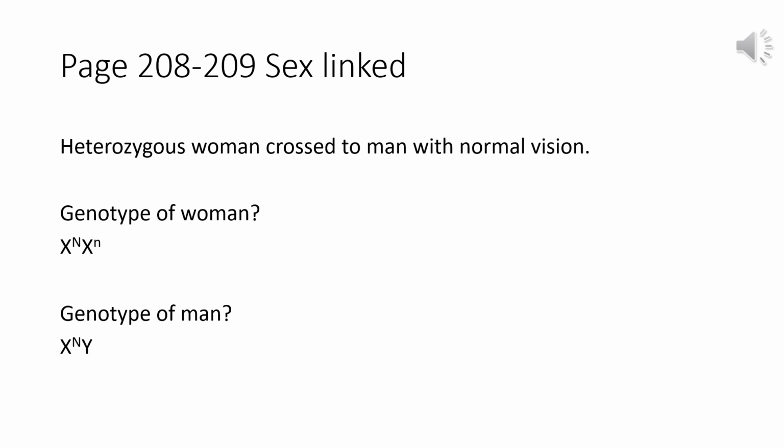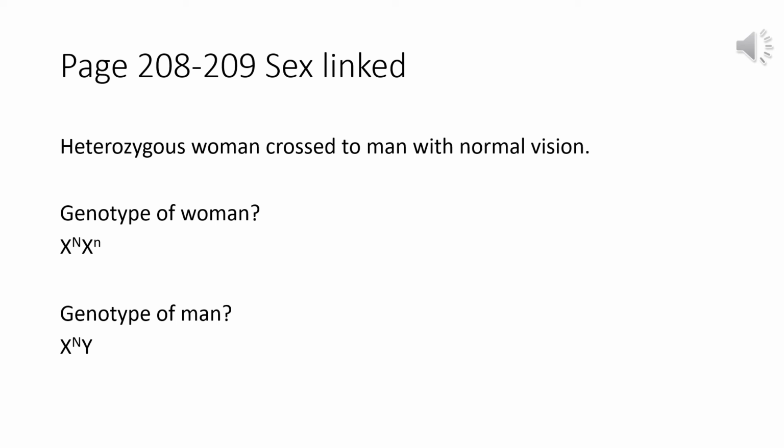At the bottom on page 208, letter C, a woman who's heterozygous for the colorblind gene marries a man with normal vision. What's the genotype of the woman? Well, she's going to be a girl, so she's going to have 2 X chromosomes. They said she was heterozygous. Heterozygous means one of each, different. So we've got to have an X with a big N and an X with a little n.